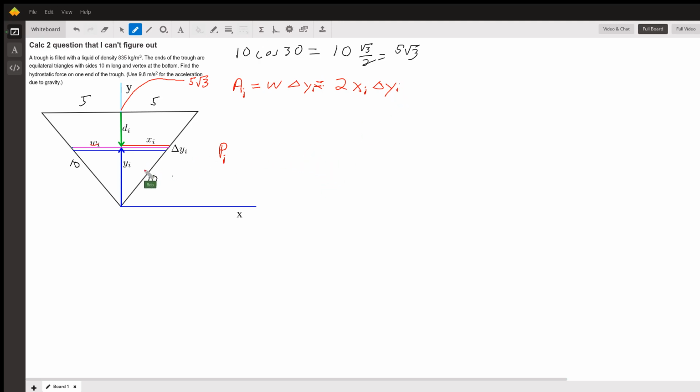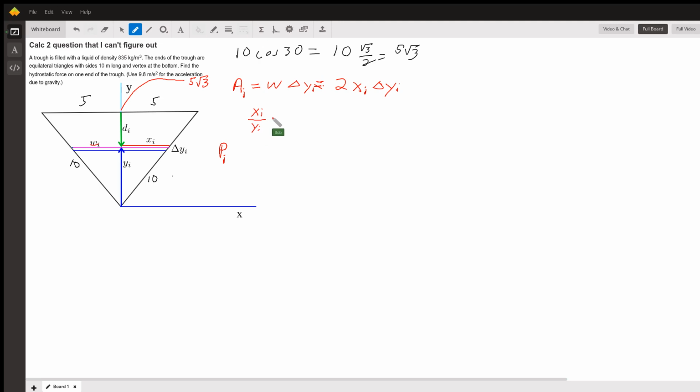All right. So what you'll notice here is that this triangle and this triangle are similar. If that's the case, then the ratio of the sides forms a proportion. Specifically, the ratio of this side, x sub I, to y sub I is going to be equal to the ratio of this side, which is 5, to this side, which is 5 root 3. So we will have x sub I over y sub I.